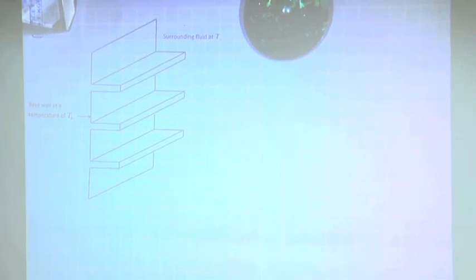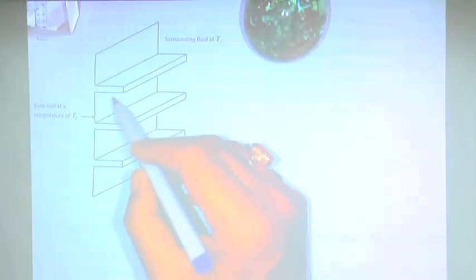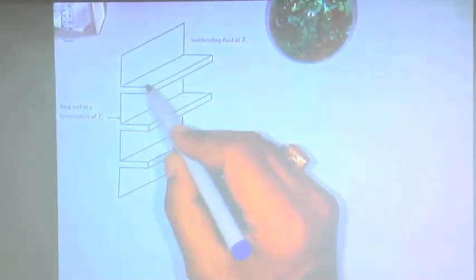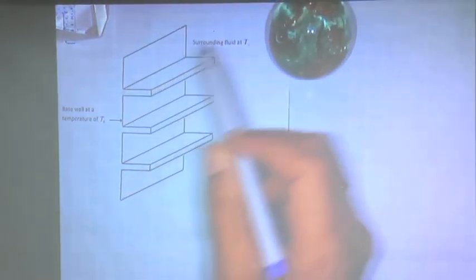Now here, we see a number of fins, an array of fins, a system with an array of fins.